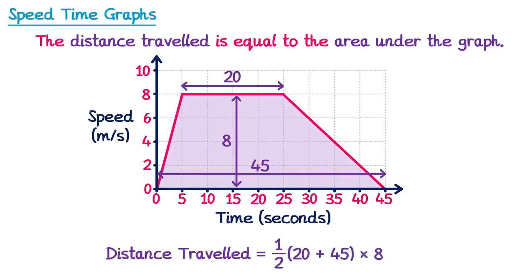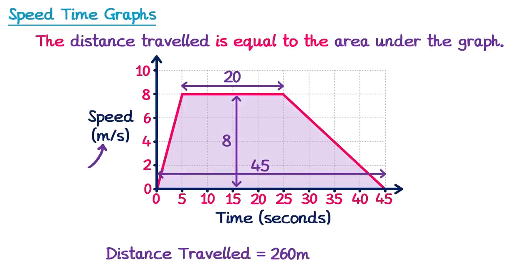8. To work this out, we do 20 plus 45 first, which is 65. Then we could do half of 65, which is 32.5, and then multiply this by 8, which is 260. We just need to add on the units for this, so since the speed was in meters per second and the time was in seconds, the distance travelled must be in meters. So the total distance of this race was 260 meters.